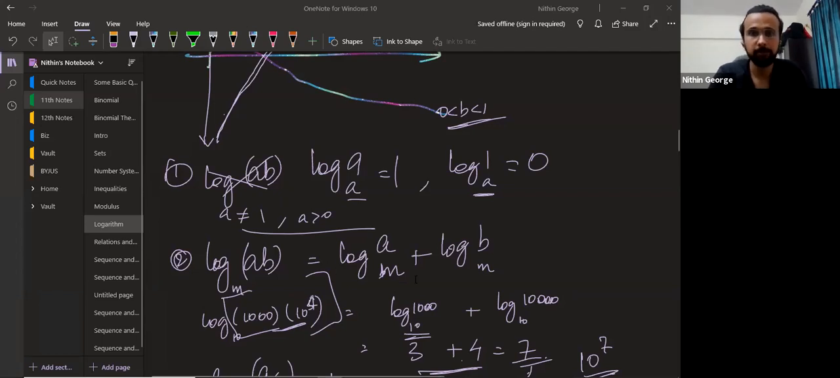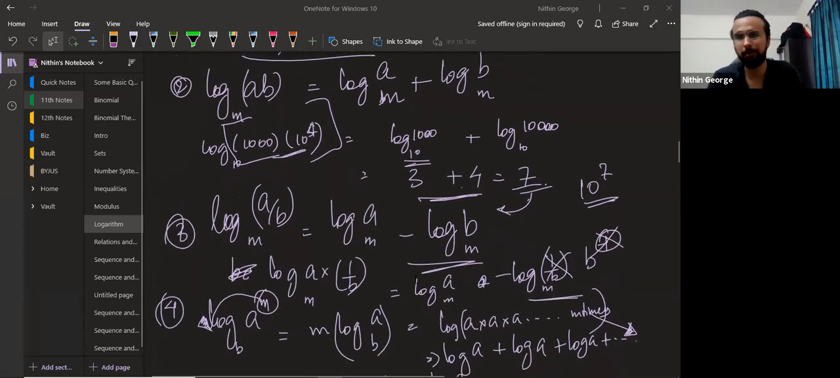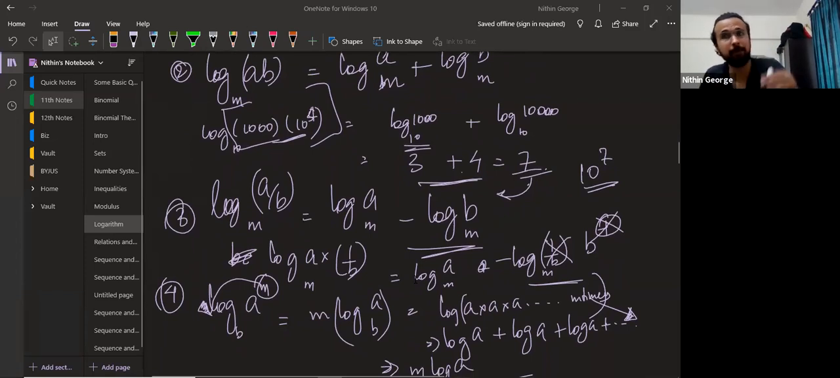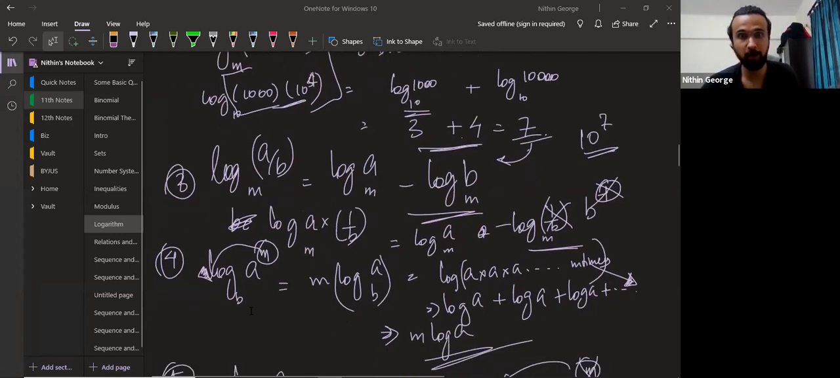So that's a property you already know. Log A by B will hence become log A minus log B, because log A by B can be written as log A into 1 by B. So then it becomes log A plus log 1 by B. Now 1 by B I'll write as B raised to minus 1. And then we use the next property where log A raised to M power B, so you can take the power out.